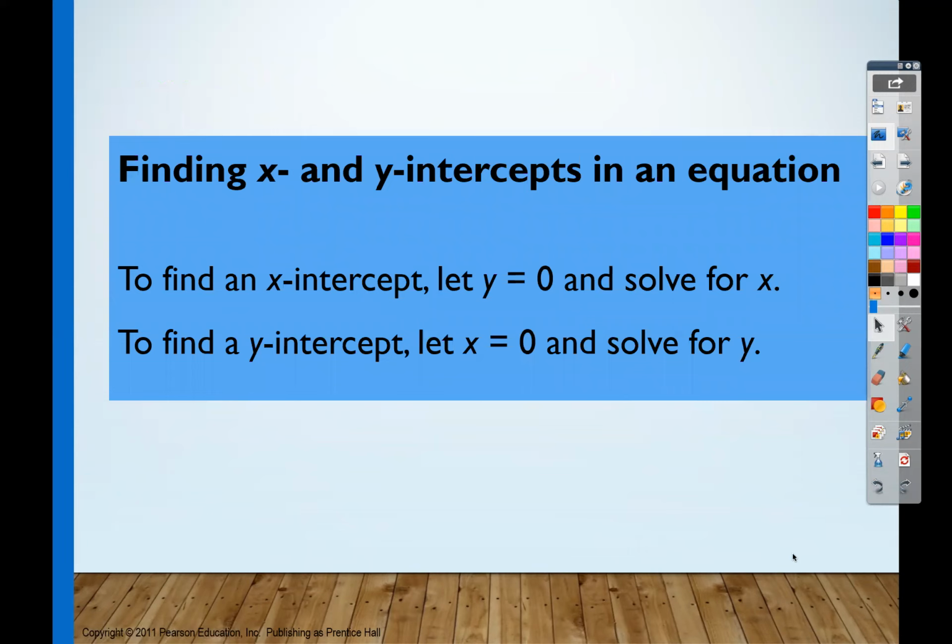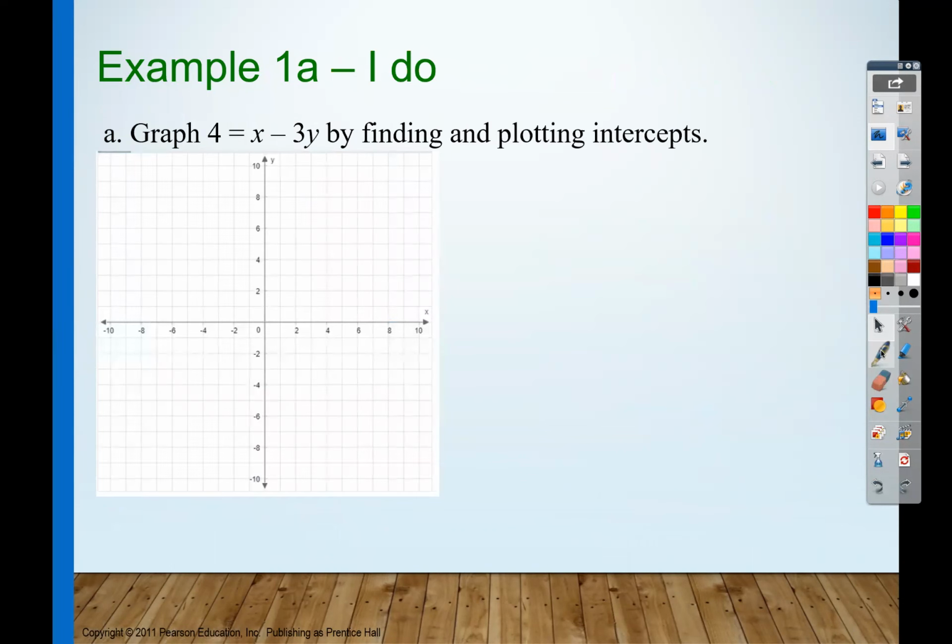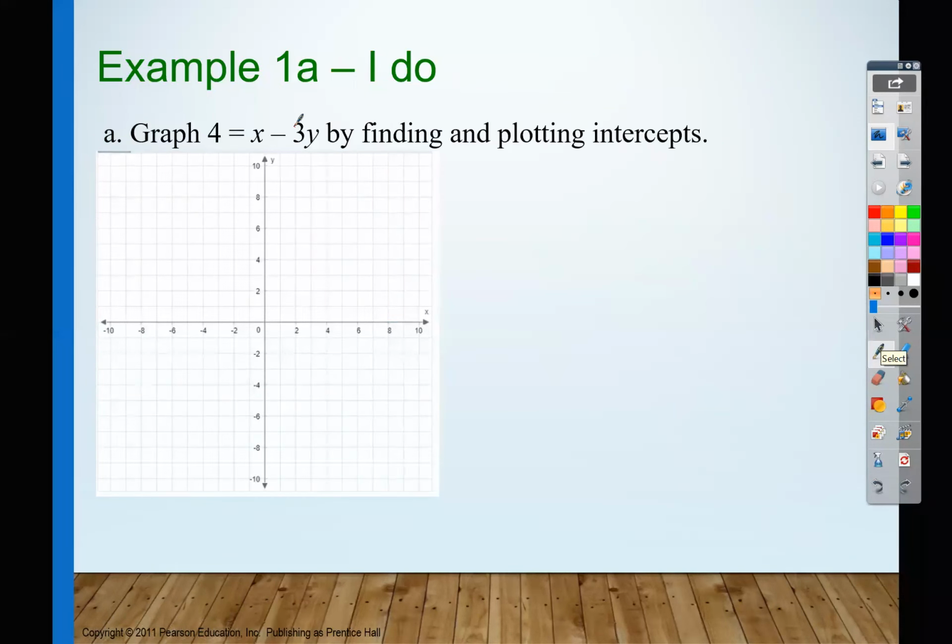Finding the x and the y-intercepts in an equation. So to find the x-intercept, you let y equal 0. And to find the y-intercept, you let x equal 0. So let's do these. We're going to graph 4 equals x plus 3y by finding and plotting the intercepts. Okay, so I am going to say 4 equals x minus 3 times 0 for the first one. So when I do that, x is actually going to equal 4, so I can plot that right there.